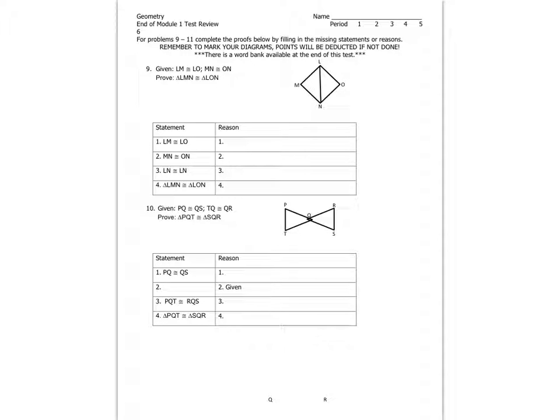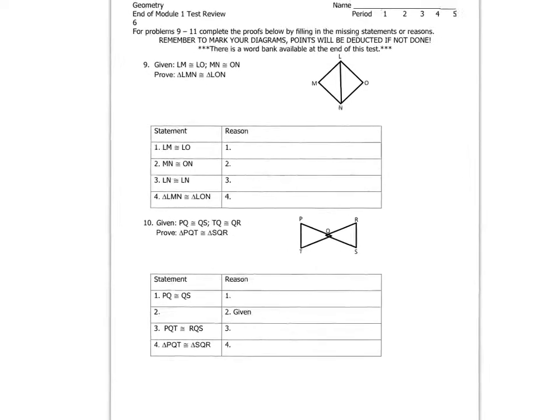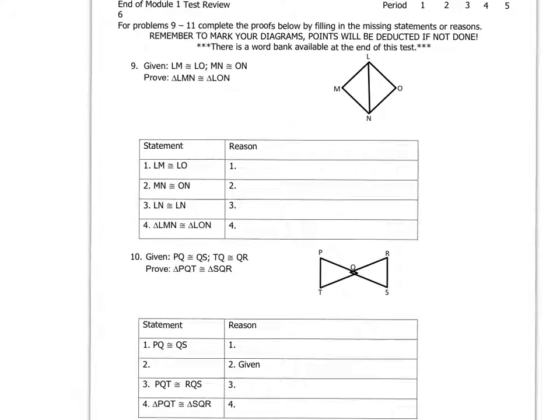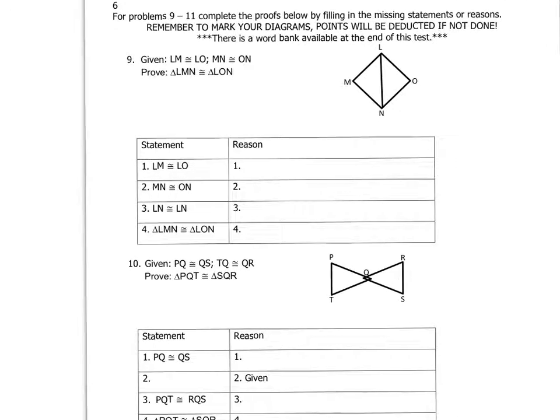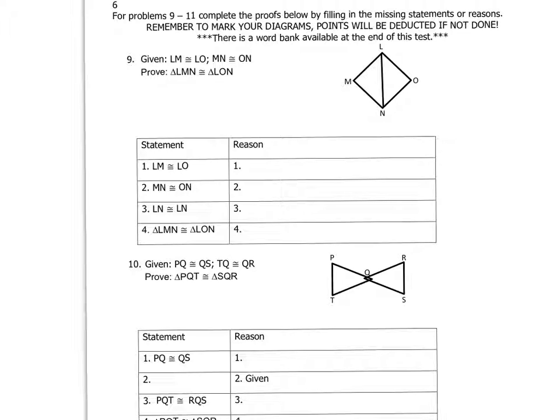Alright, so we do that anyway just because it helps us solve the proof. At least I always do. That's the first thing I always do, is mark up the pictures. So let's look at number 9 and then we'll go ahead and mark the picture up. We have given LM is congruent to LO, so that would be this side over here and this side. Then we have MN is congruent to ON, so these two.